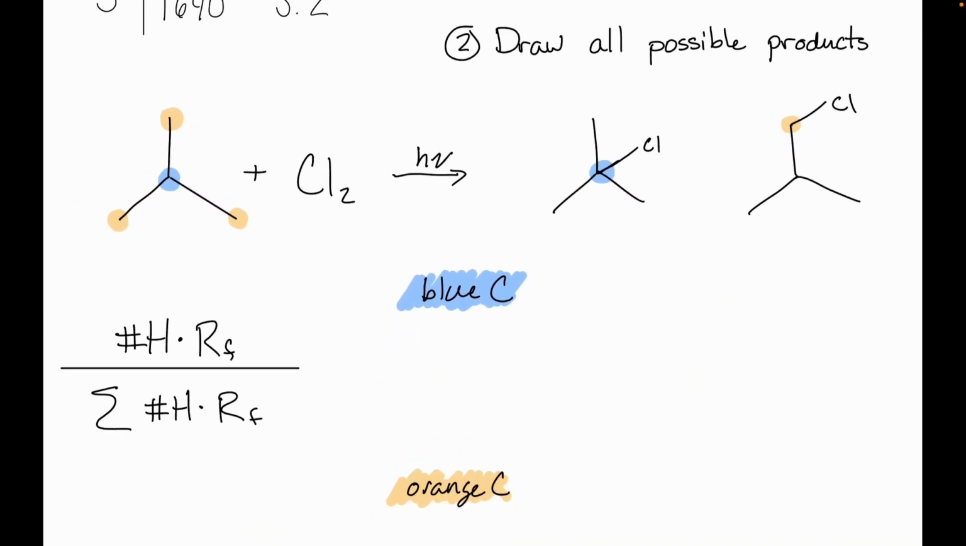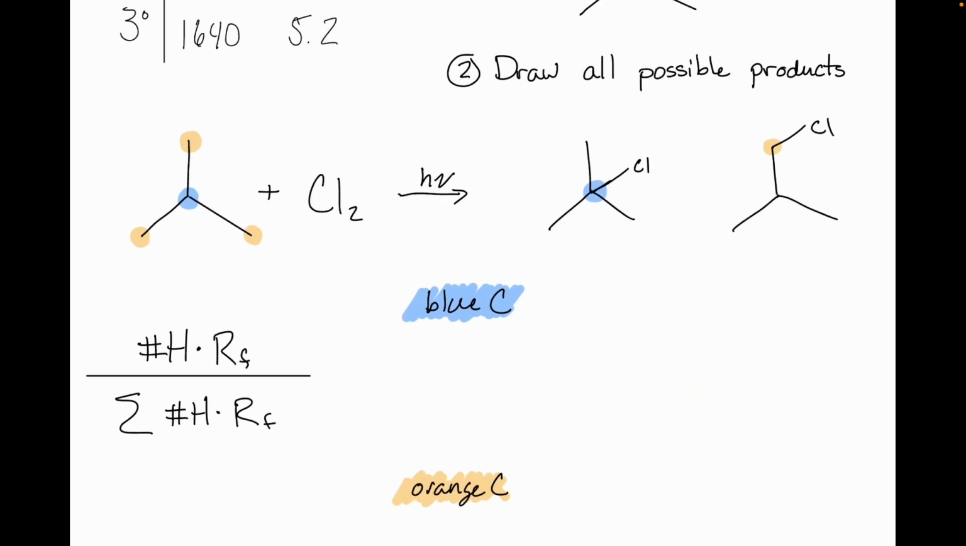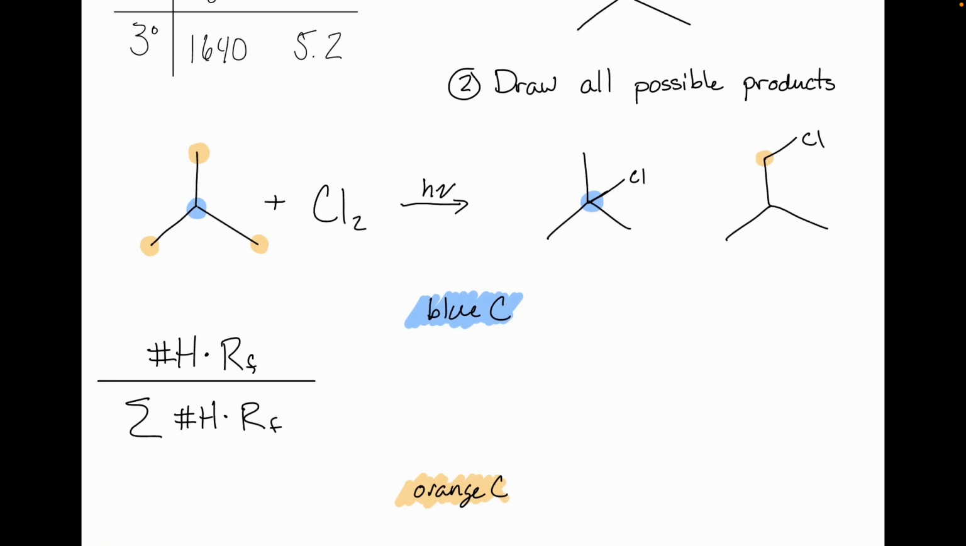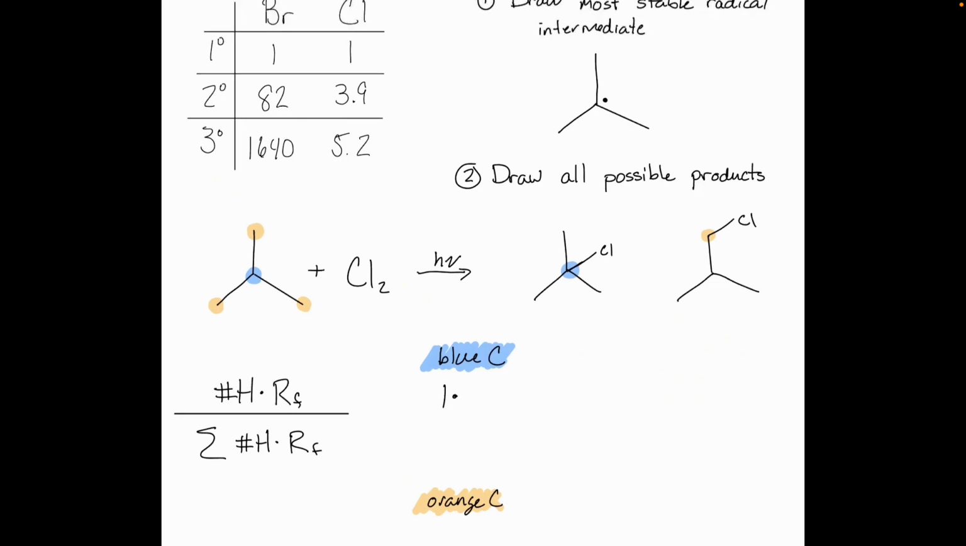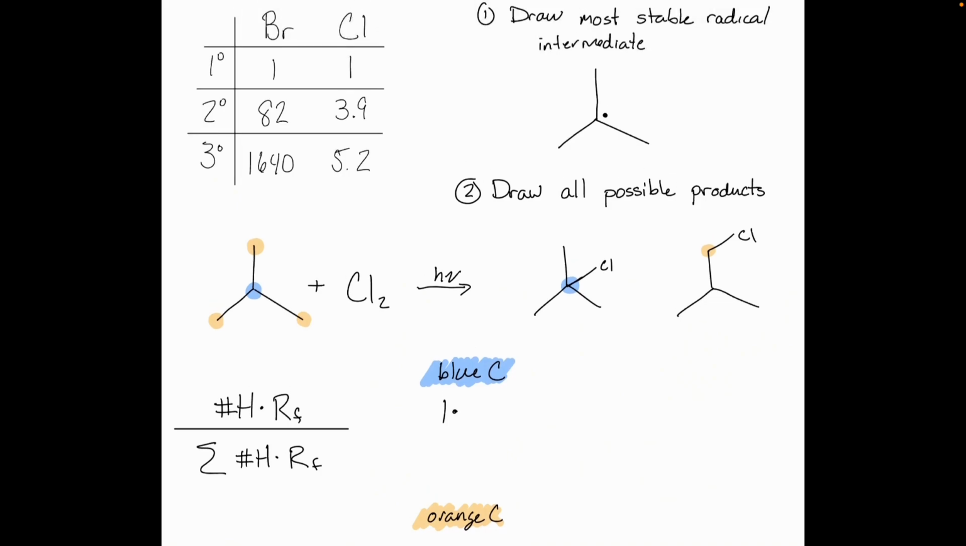So how many hydrogens are there on that blue carbon? One. All right, here there's just one. It's already got 3 bonds, so the only missing hydrogen is just one of them. Right, so 1 times, and then what reactivity factor would I use? It's a tertiary carbon, right? We're talking about a reaction with chlorine on a tertiary carbon, so that reactivity factor would be the 5.2.